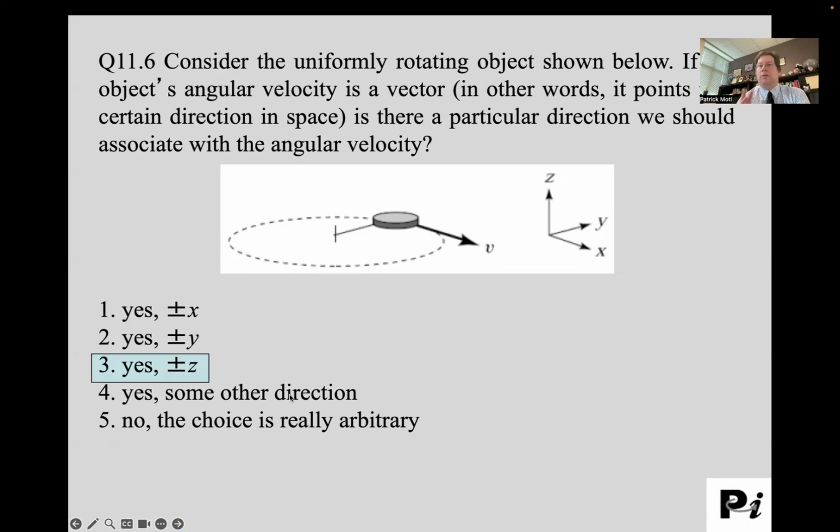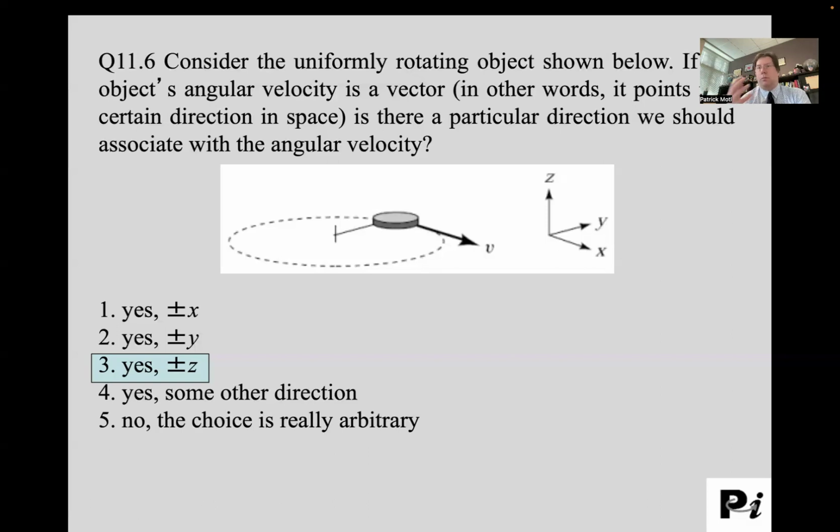So what makes sense for the nature of the angular velocity vector is that it's going to be along z or minus z. Let's see why. At this particular moment, the linear velocity is along x. At a later moment as it swings around, it's going to be along minus y, minus x, plus y. Everywhere going around this circle, that puck has a velocity that is some mixture of x and y directions that it's pointing.